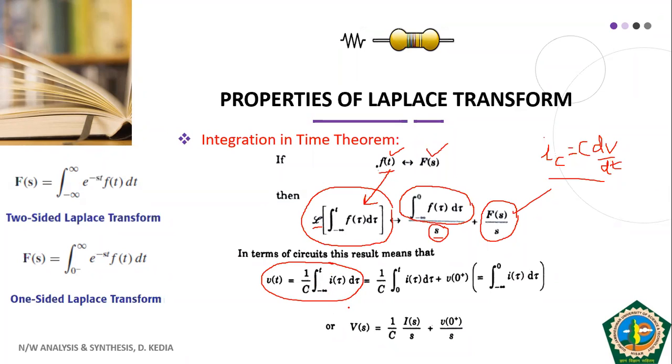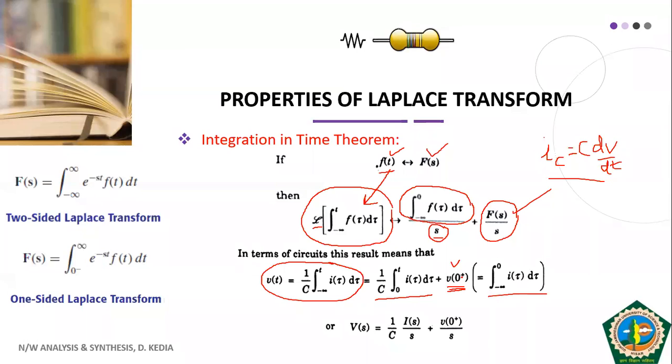Now if we split the integral from minus infinity to 0 and 0 to t, this is what we get: 1 by C integral from 0 to t of I(tau) d tau, and the minus infinity to 0 part becomes your initial condition, the initial voltage, that is V0. This is what I have just told you. So if you see here, this V0 is a constant value.